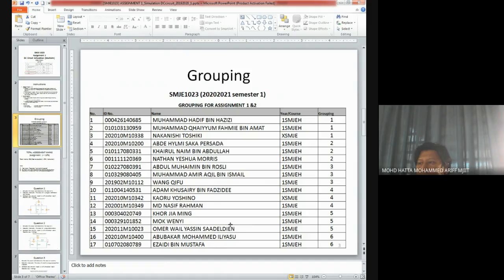All right, in terms of grouping, I've prepared the group list. Here we have six groups. Unfortunately, for the last group, which is group number 6, Abu Bakar and Izaidi, you only have two students inside group number 6, meaning that you need to do extra work in terms of finishing up the assignment.